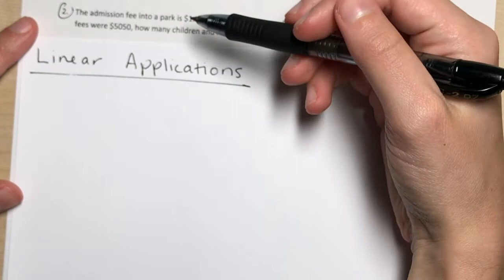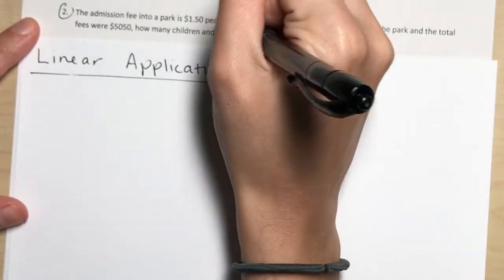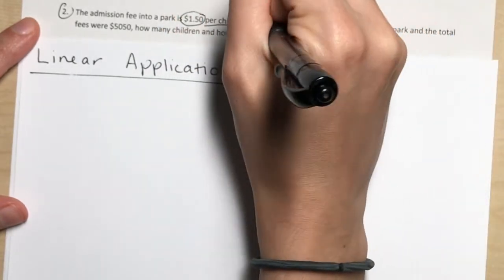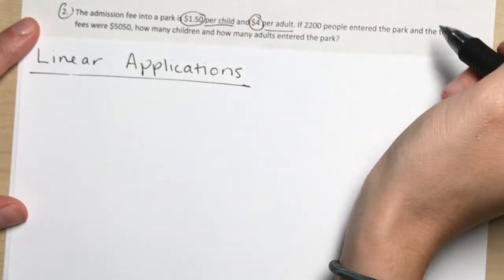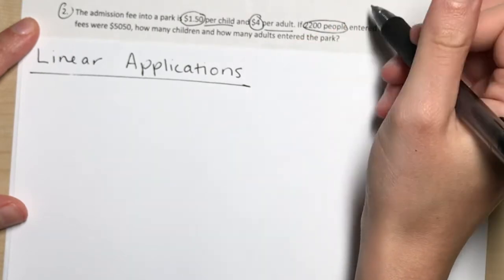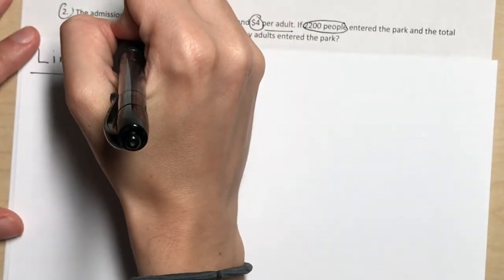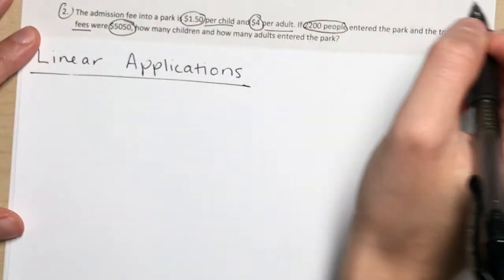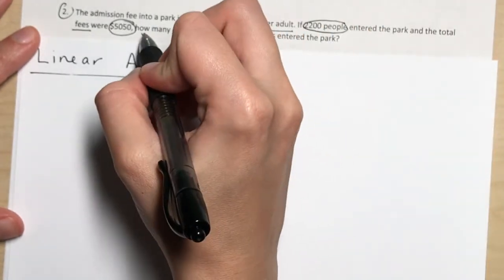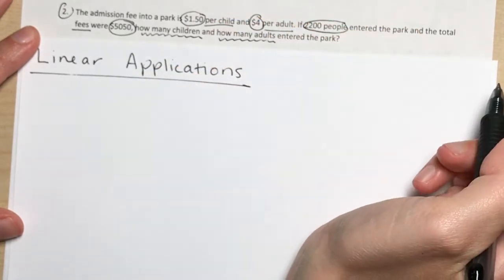So we've got an admission fee into a park. That's $1.50 per child. So that's important, right? $1.50 for a child and $4 for an adult. We know that 2,200 people, adults and children, entered the park. Total fees were $5,050. And it's asking how many children and how many adults entered the park.